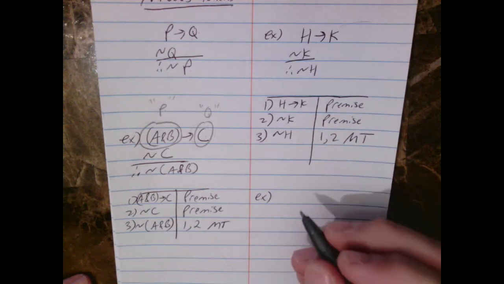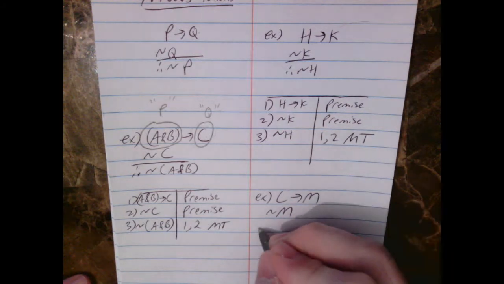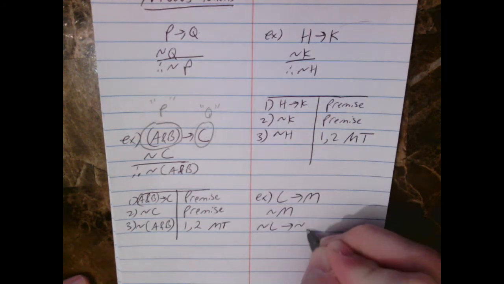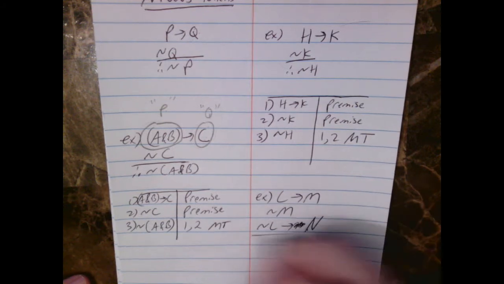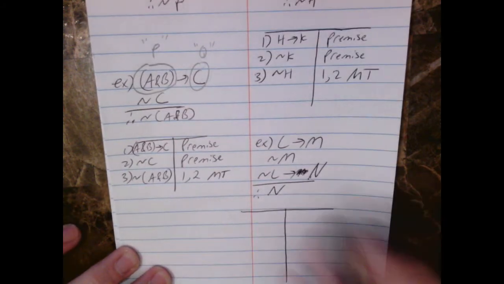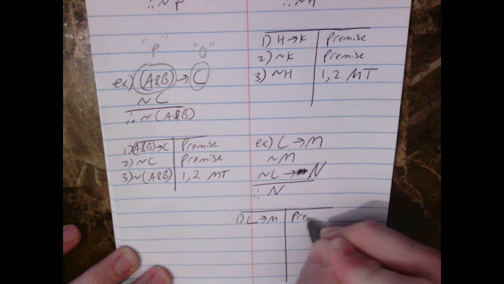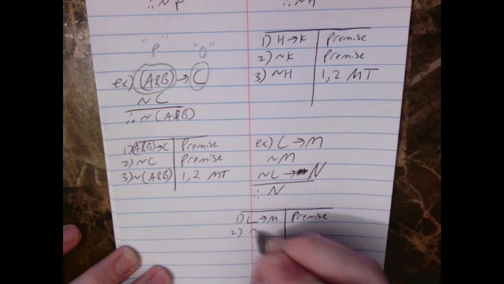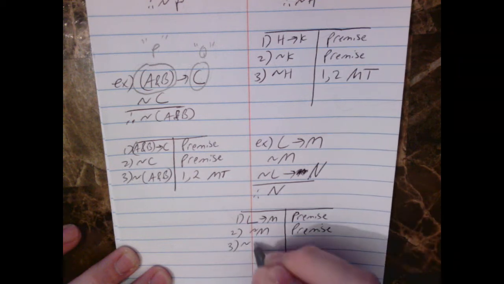All right, let's try one more. How about L implies M, negation of M. I'm going to give you another premise. Negation of L implies N. And we're trying to prove N. So let's set up our proof. Got some premises here to deal with, so let's get those taken care of. We generally want to start with those. It's usually a little easier once you have all the premises listed in front of you to come up with ideas. So there's another premise. And here's the last premise.